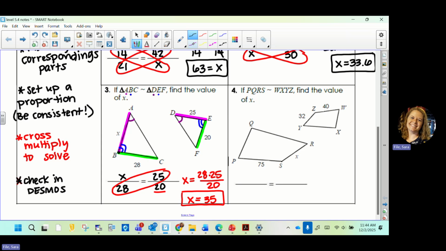All right, so same idea here. They've told me my similarity statement for these quadrilaterals. It says P is first and W is first. So that means P and W are congruent. Q and X. R and Y. And then S to Z. And I'm just going to leave those blank because they still match.